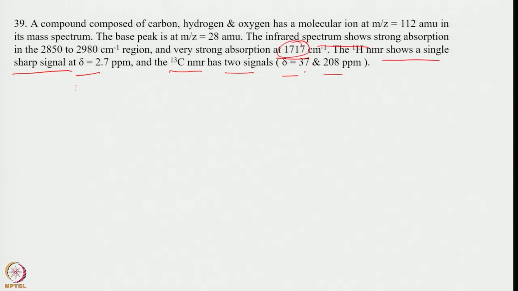First, 112 is there, 112 divided by 13 equals 8 with remainder 8, so 104 and then another 8 will be left, so it becomes C8H16. And now, since it says 1717, there is strong absorption, so probably one or more CO groups can be there. Let us try both options. First, let us add one oxygen. For adding, we have to remove CH4. So we get C7H12O. And now we can try to remove one more, because the absorption is strong, giving C6H8O2.